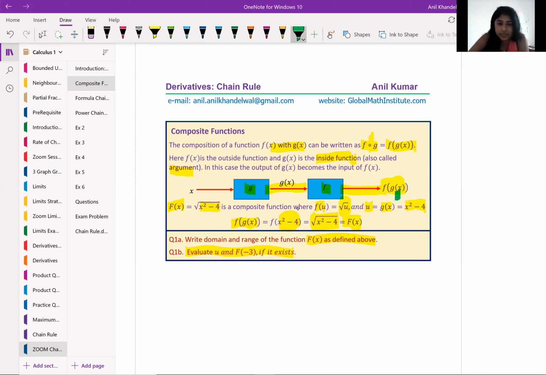So substitute x, you have f of g of x. Where do you see the x? Right inside. So that x should be replaced by minus 3. So you have to calculate what is g of minus 3.